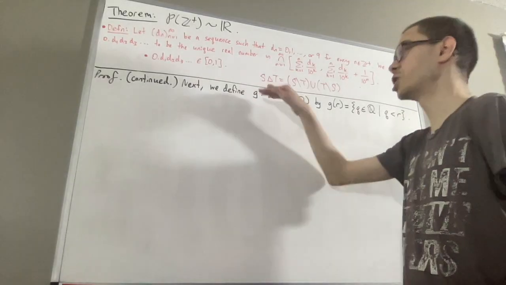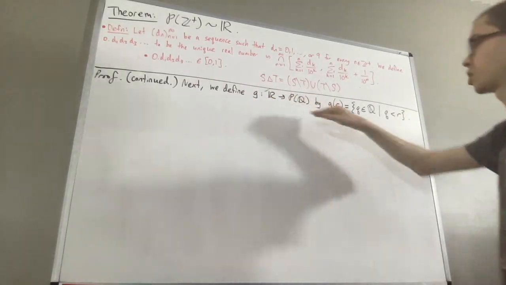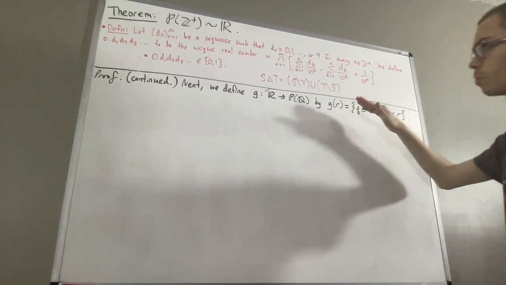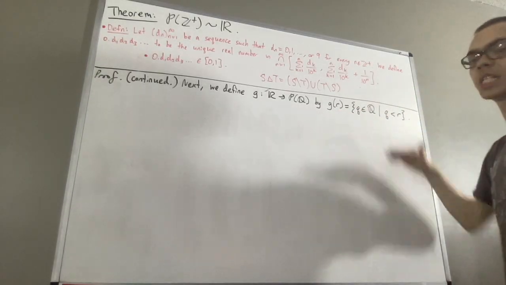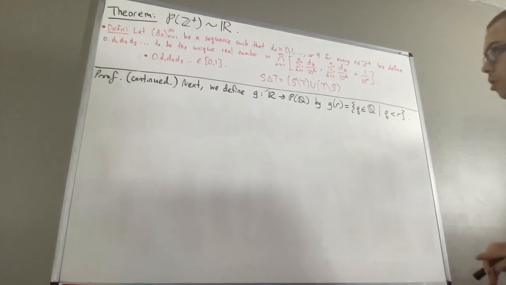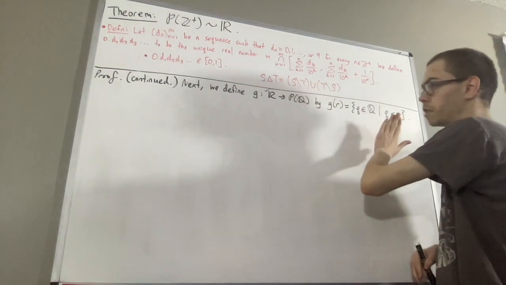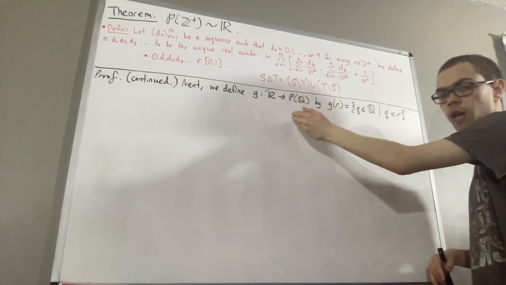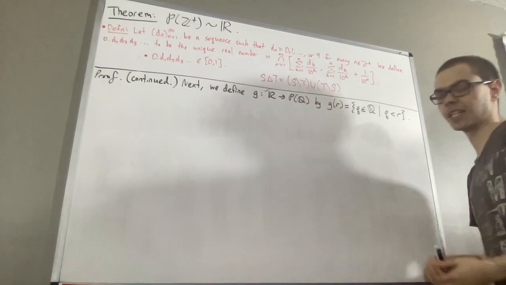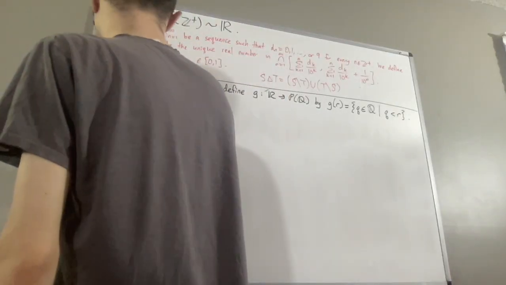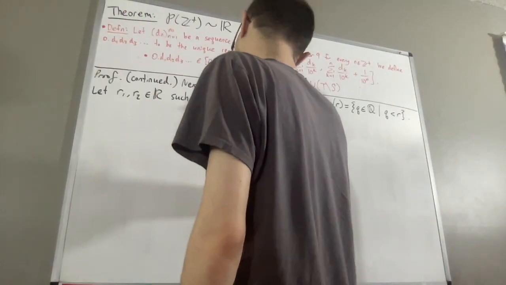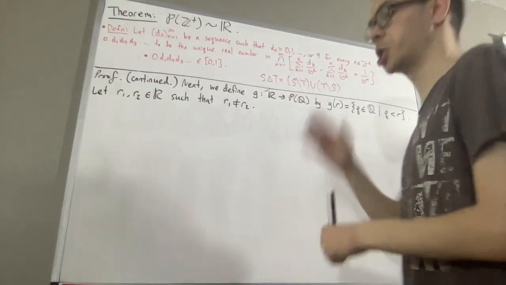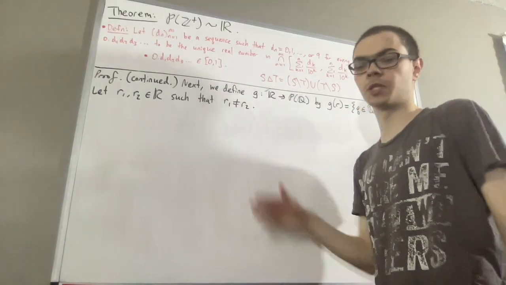So we define a function g from the real numbers to the power set of the rational numbers by mapping each real number r to the set of rational numbers less than r. To prove that this function is injective, let's give ourselves two arbitrary real numbers, r1 and r2, and suppose r1 is not equal to r2. From here, we're going to show that g of r1 is not equal to g of r2.